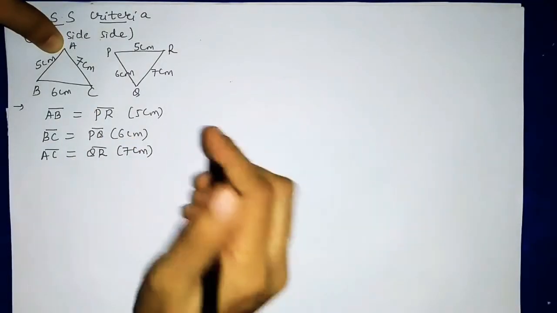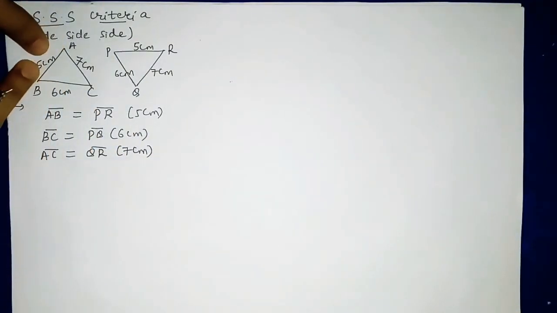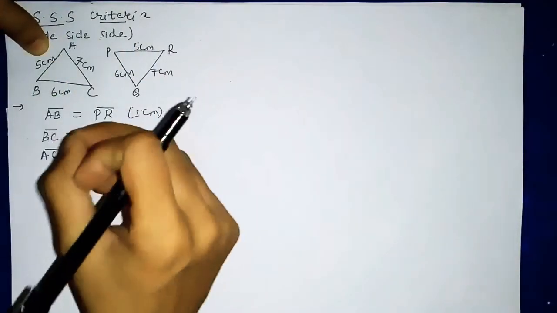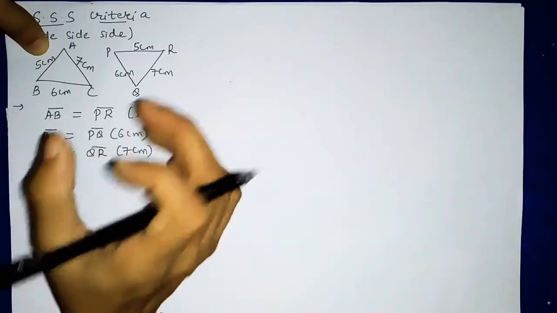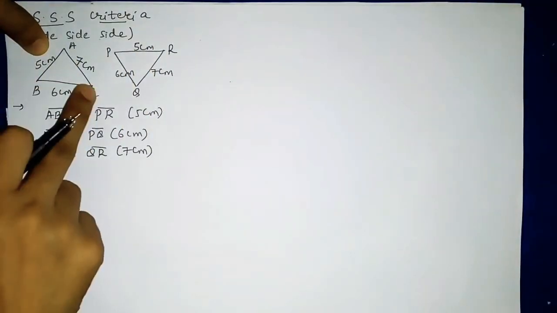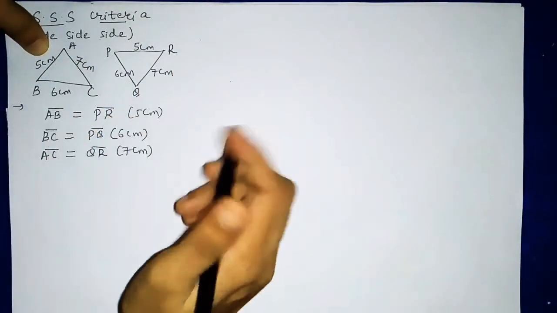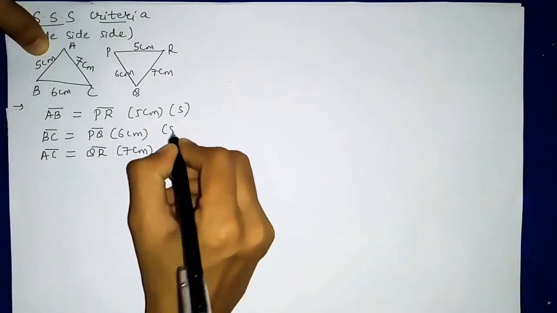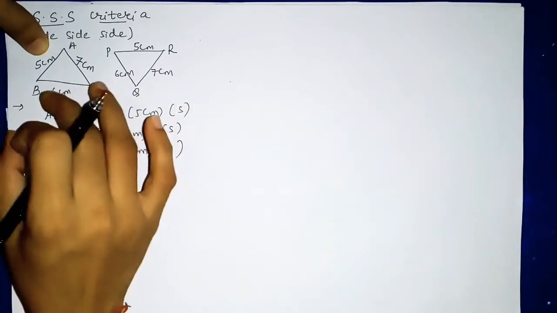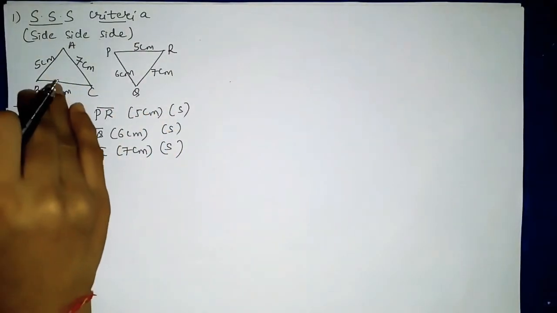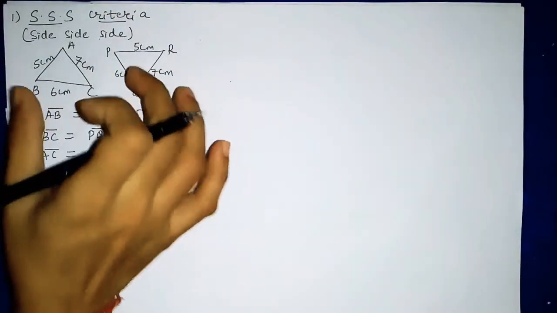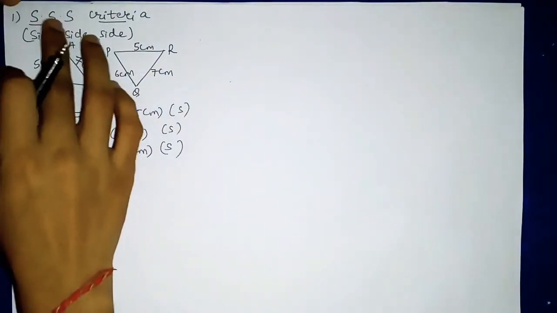So 3 sides are equal. So AB of this triangle and PR of this triangle. Okay. So AB के साथ इस triangle में कौन सा corresponding part है जो equal है. So you can see with the help of measurement that with AB, PR is equal, with BC, PQ is equal and with AC, QR is equal. So this is side, this is also side and this is also side. So side, side, side. So 3 sides of this triangle are equal to 3 corresponding sides of another triangle. It means that these 2 triangles are congruent by SSS criteria.